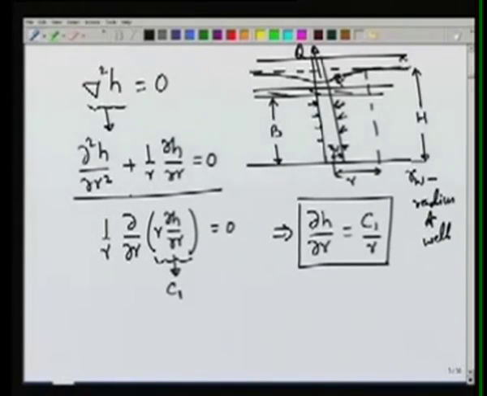And capital R will be the radius of influence, as we have already discussed. To solve this equation, we would need some boundary conditions. For example, in this case we can use the conditions that R is equal to RW, S equal to SW, where SW is the drawdown in the well.